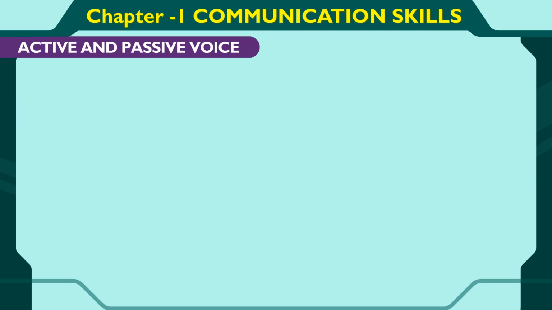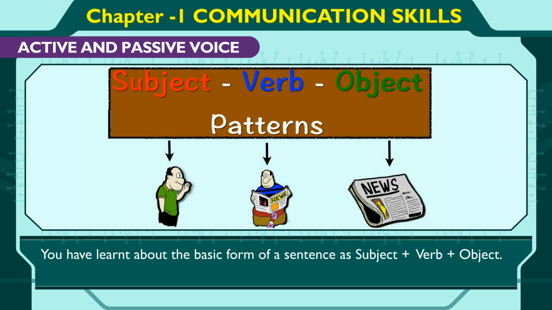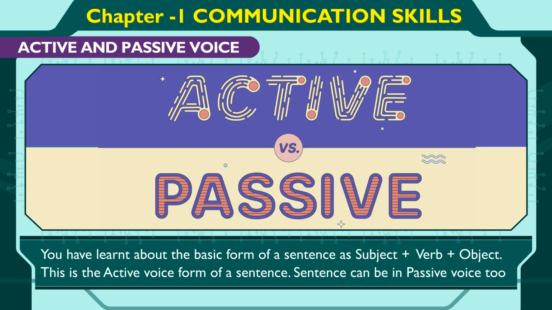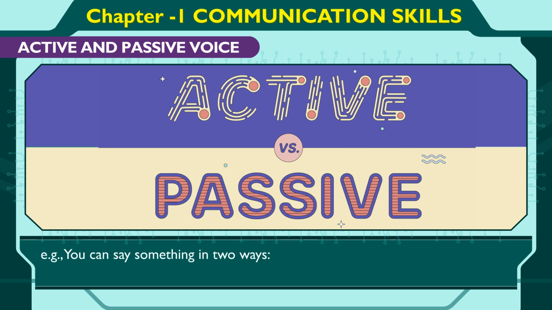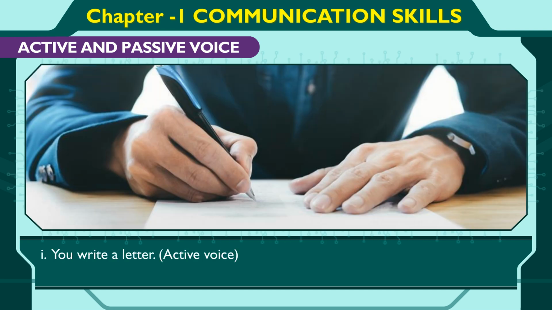Active and passive voice. You have learnt about the basic form of a sentence as subject plus verb plus object. This is the active voice form of a sentence. Sentences can be in passive voice too. For example, you can say something in two ways. 1. You write a letter. Active voice. 2. A letter is written by me.